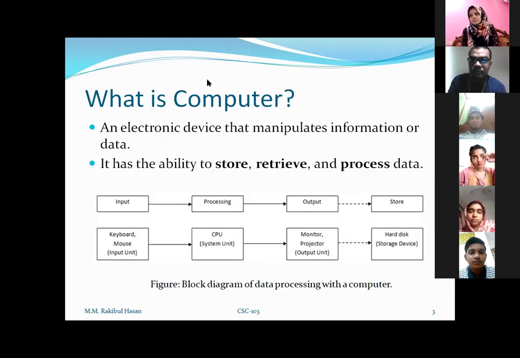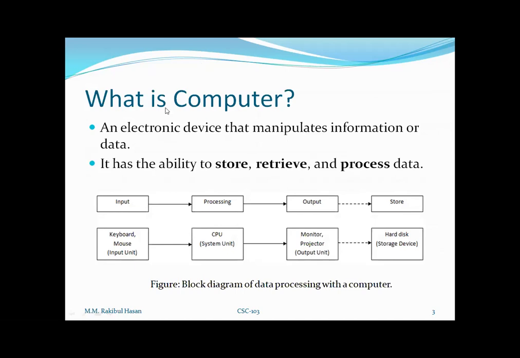Okay, so now here you can see the definition of computer. Computer is nothing but an electronic device which is responsible to manipulate data or information. So in a general sense, we can say that computer is an electronic device, and it basically performs three or four tasks. It can receive data, or collect data from different sources. It can process those inputted data, and at last it can give us some output. And according to our need, we can store that information inside the computer.